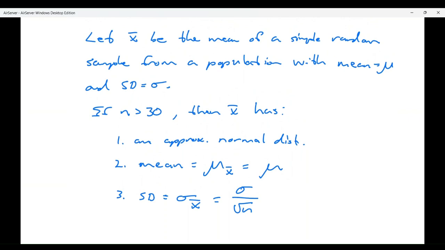Honestly, that's kind of an arbitrary number. I'll tell you, I don't know exactly why it's 30. My best guess is that it's just through a lot of trial and error, realizing that every time our sample size is greater than 30, this all seems to work out.